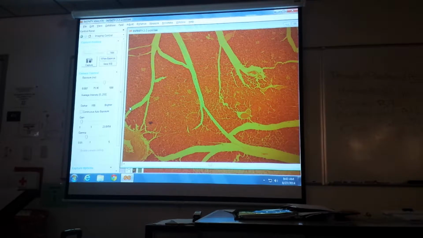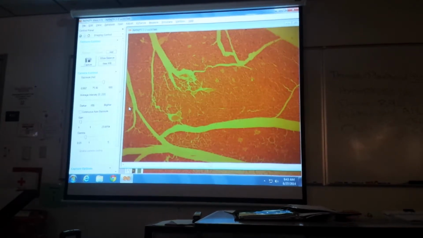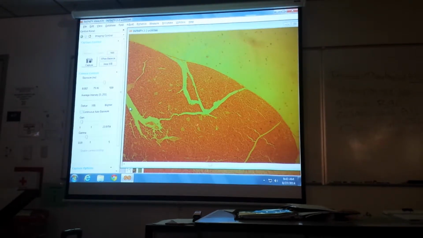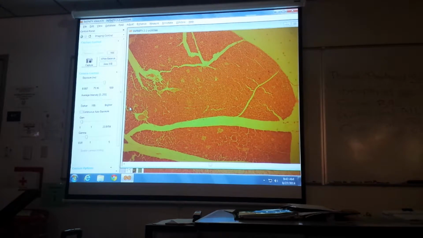So let's look at an islet up close. Oh, there's some nice ones here. Let me put it higher on the screen. These right here. Those little cells secrete insulin and glucagon.